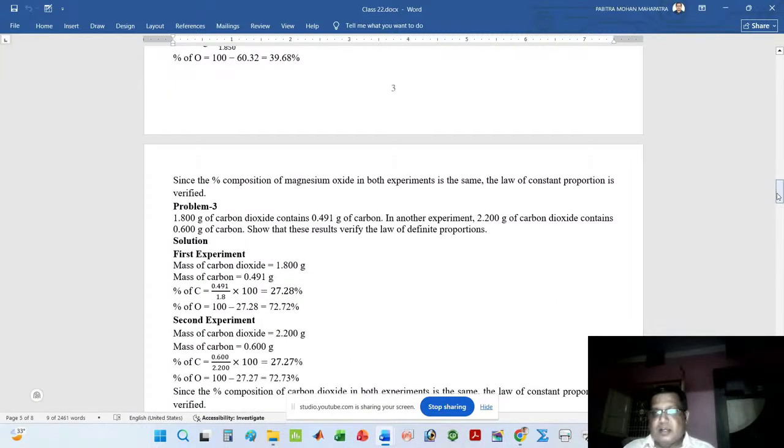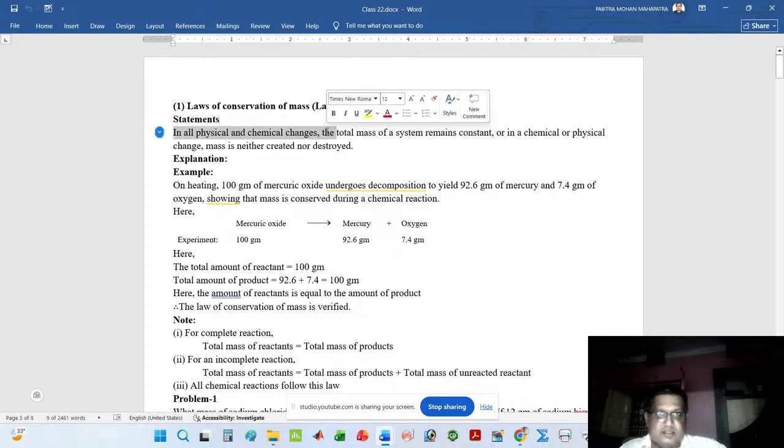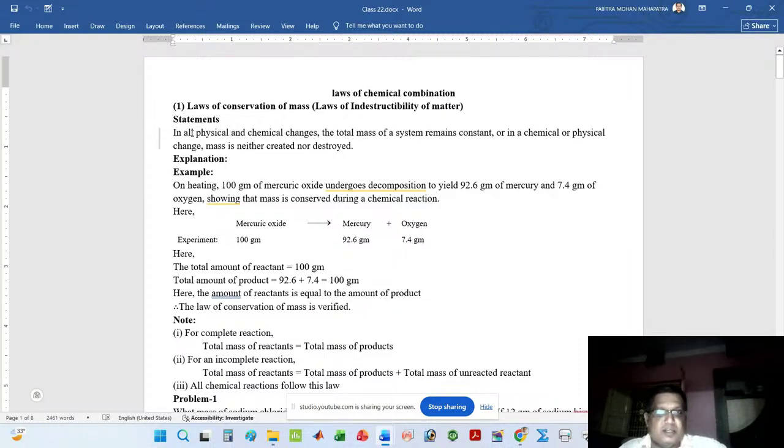So let me explain the first law. At first I will discuss the law of conservation of mass, also called the law of indestructibility of matter. Let me explain the statement of the law. In all physical and chemical changes, remember, in all physical and chemical changes, the total mass of a system remains constant, or in a chemical or physical change, mass is neither created nor destroyed.